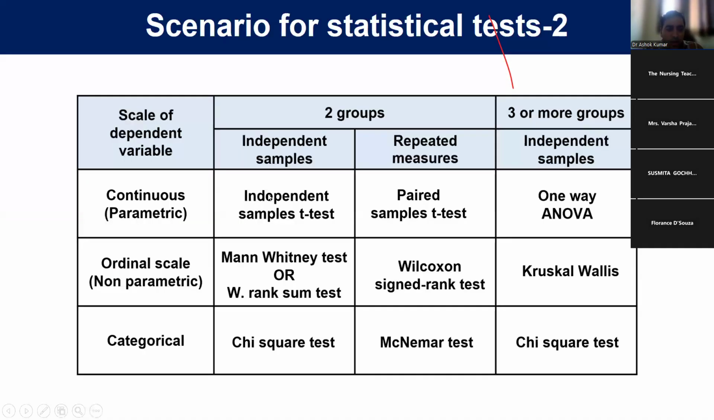Is our dependent variable continuous, ordinal or categorical? Our dependent variable is categorical, and our independent variable has two groups. This is an independent sample. Smoking, non-smoking is independent; pre and post would be repeated measures. Smoking yes, smoking no is independent; diabetic yes, diabetic no, independent; male, female, independent; intervention, control, independent. Then we have to go for chi-square. If there are more than two categories, we can also go for chi-square. There is no problem.